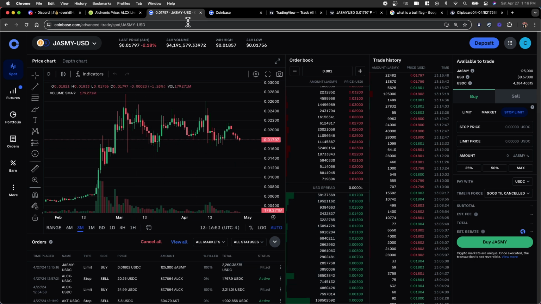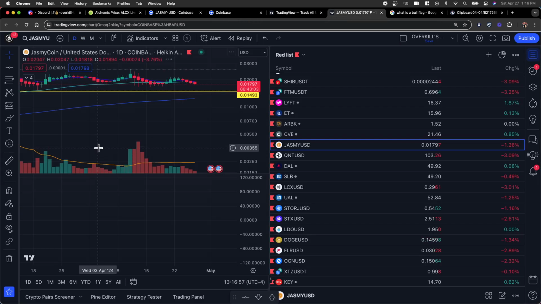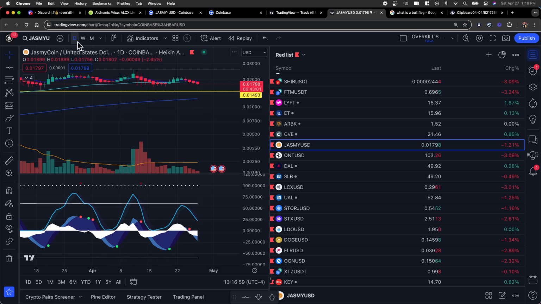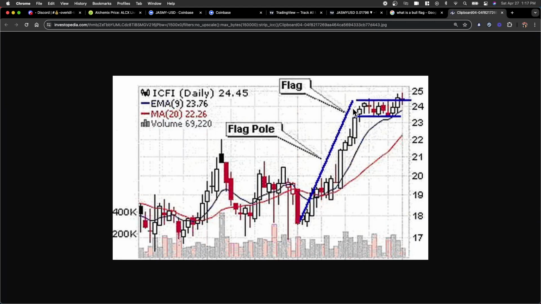Where I'd look to average down is the next daily green dot. I could probably add again, and then I could also add on the weekly. I think the weekly is going to come in the next couple of weeks as long as we hold that 0.014 level. So that would be my stop loss. That's where we wicked down. I don't think they're going to let it drop below that. This thing is just a bull flag, dude.